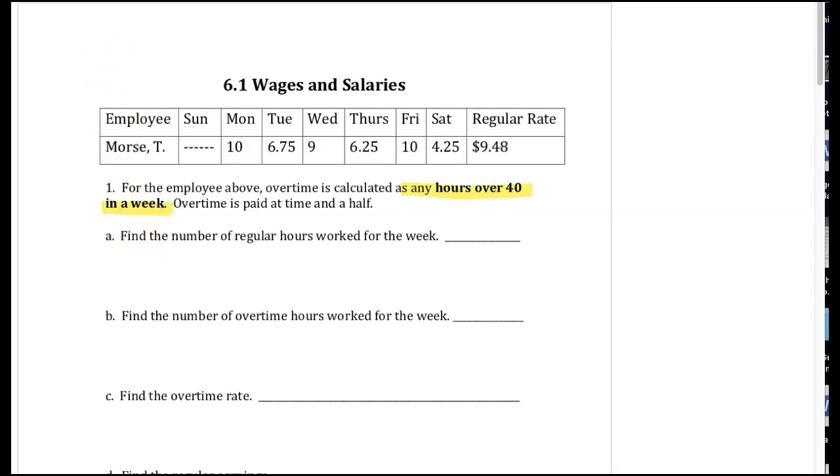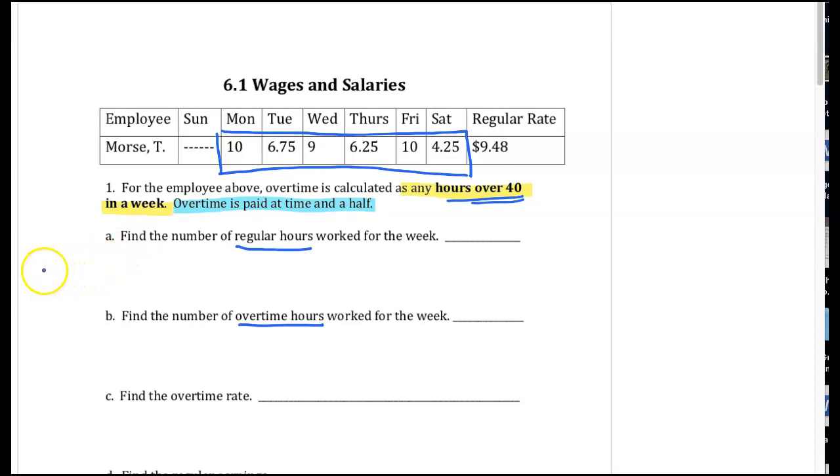The other part that's really important here is how overtime is paid. Overtime is paid at time and a half. We'll talk about both of those pieces. Part A says find the number of regular hours worked, and part B says find the number of overtime hours worked. So we want to calculate all the hours worked in a week, and then split it up into regular hours and overtime hours. Remember that the first 40 are considered regular, and anything above the 40 hours would be considered overtime.